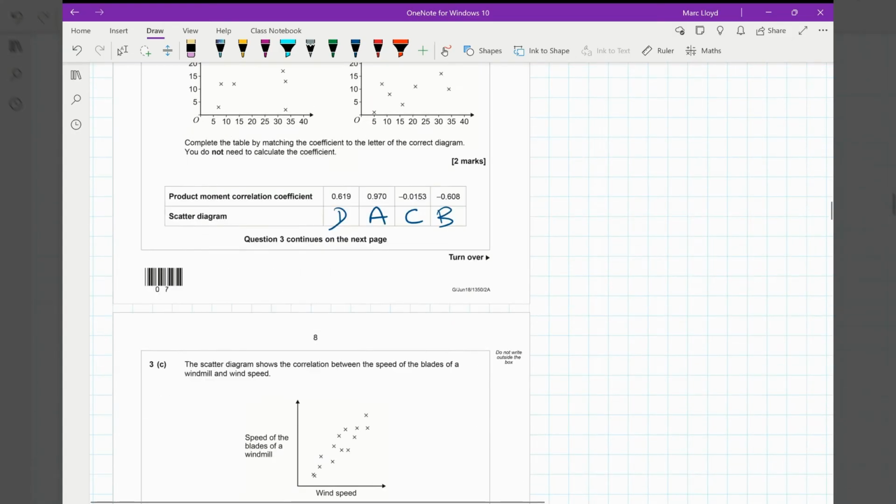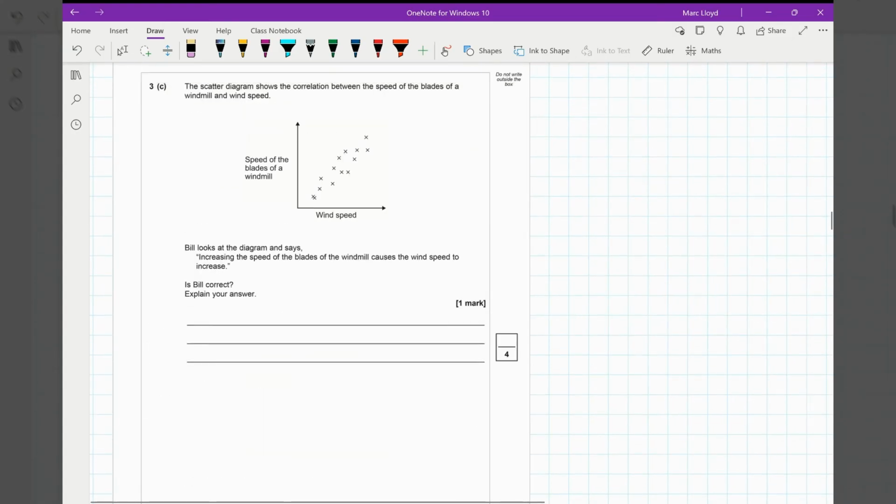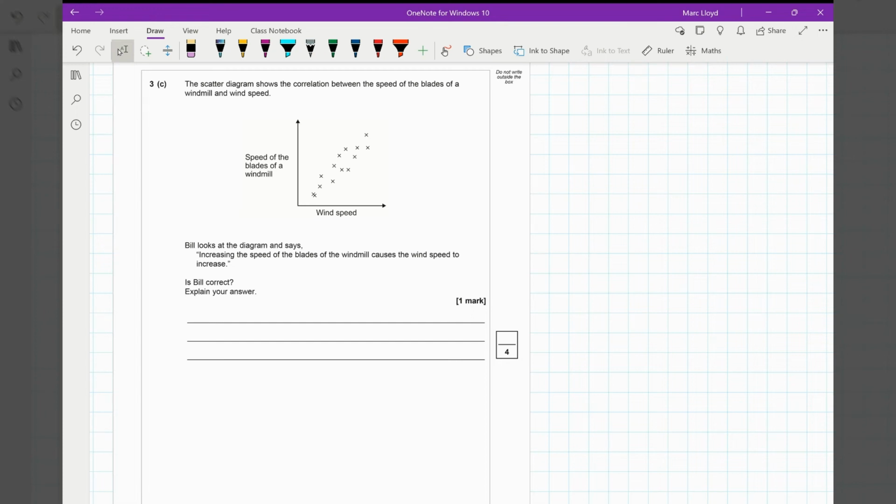Okay, final part. Part C, the scatter diagram shows the correlation between the speed of the blades of a windmill and the wind speed. Bill looks at the diagram and says, increasing the speed of the blades of the windmill causes the wind speed to increase. Is Bill correct? Now, Bill doesn't have godlike powers, so he's not able to spin a windmill a bit quicker and make wind go faster. So this one is no, not correct.